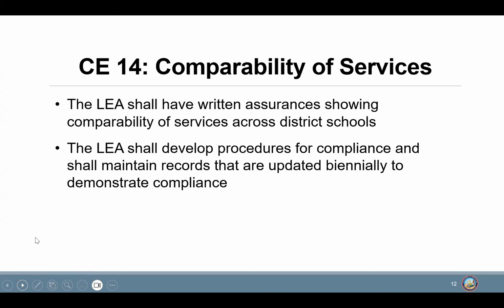So CE 14 covers the requirements for comparability of services to ensure that Title I schools are comparable to non-Title I schools. This item requires that the LEA have written assurances showing comparability of services across all schools in the district. This item also requires that the LEA develop procedures for compliance and maintain records that are updated biannually to demonstrate compliance.